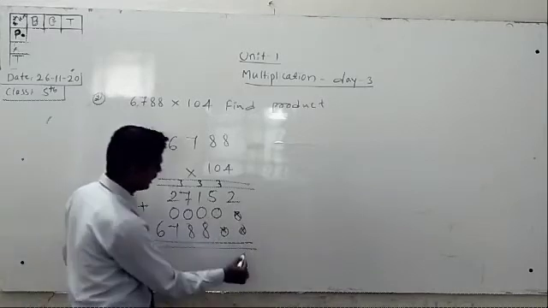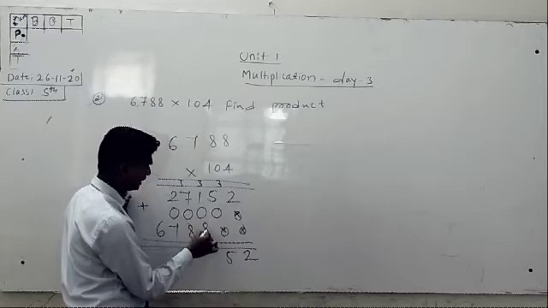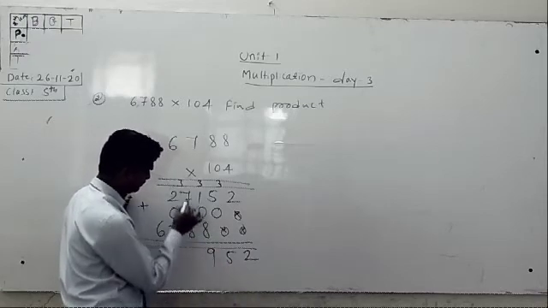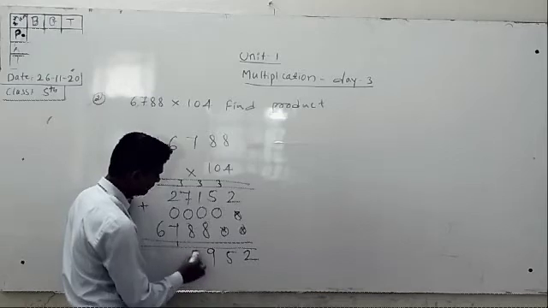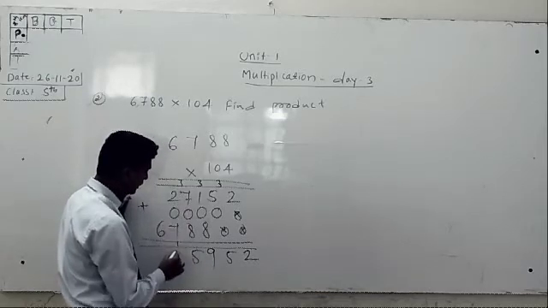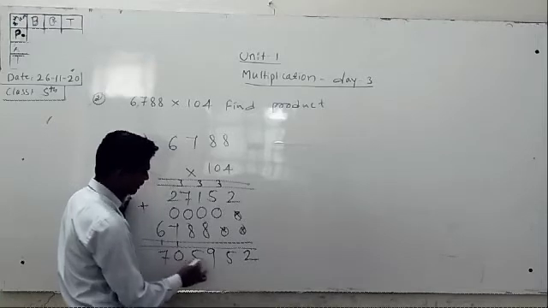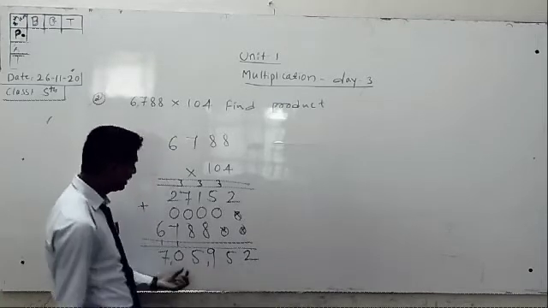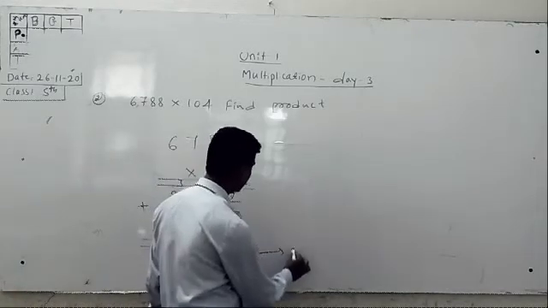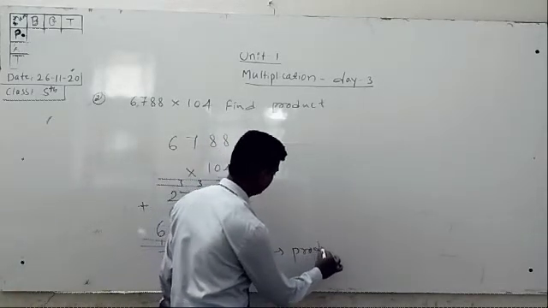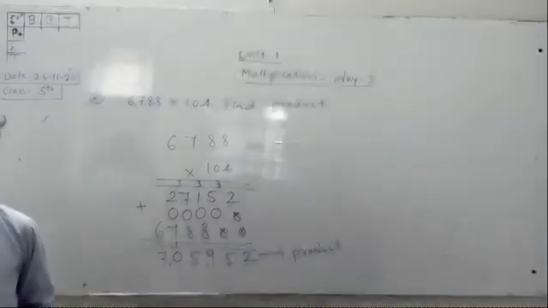Then all 3 steps you should add. Then 2 as it is 2, 5 as it is 5, 1 plus 8 is 9, 7 plus 8 is 15, 7 plus 3 is 10, 7. It is 7,05,952. It is the product. Understood? Okay, all of you write down this one.